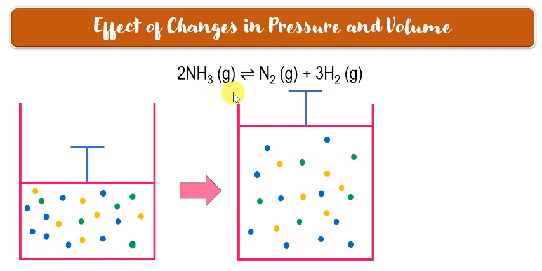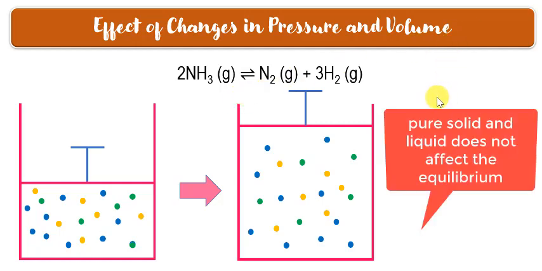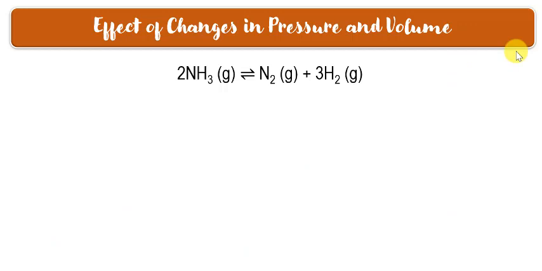Changes in pressure can have a large effect on an equilibrium system containing gaseous components. A change in pressure has a negligible effect on liquids and solids because they are nearly incompressible. Let's consider the two possible situations for changing the volume of the reaction vessels.